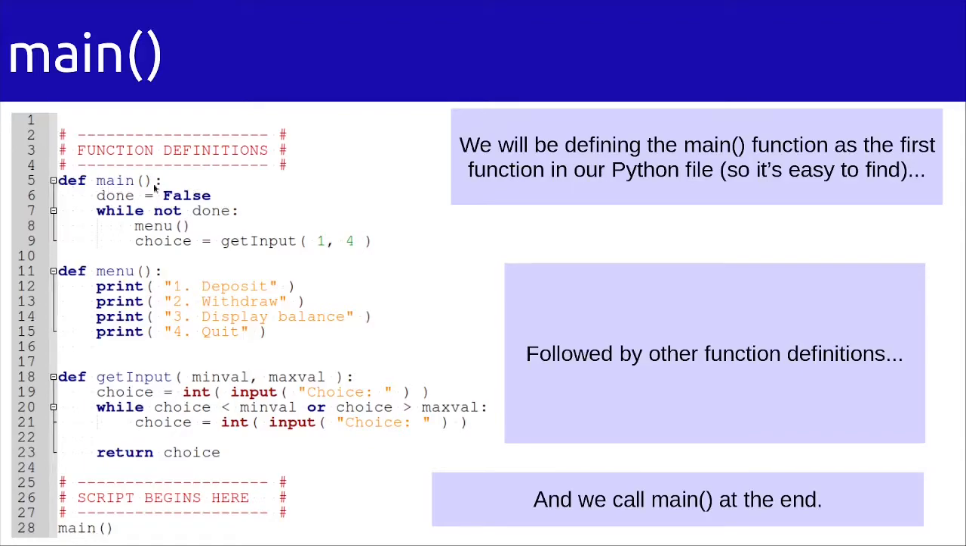Now when we look back up here at main, it says done is false. While we're not done, call the menu function. So it's going to display the main menu. Get the choice. So choice is equal to get input 1 through 4. It'll get the user's choice and return that. And then we would end up adding onto this with some if statements. But that's how that would be formatted.